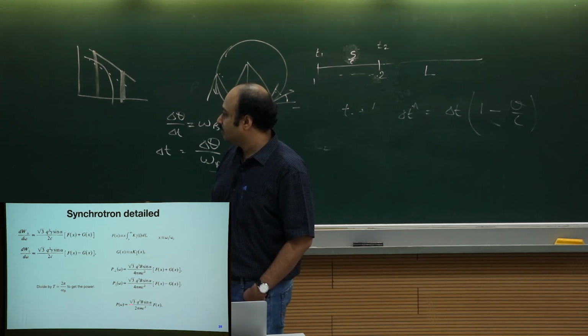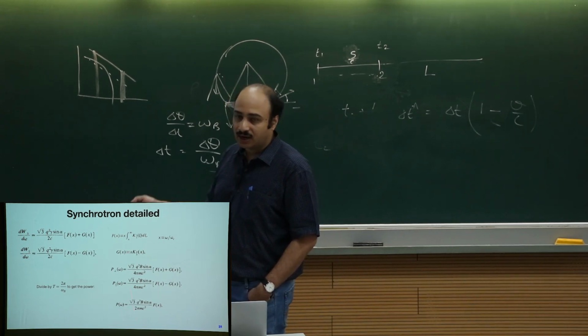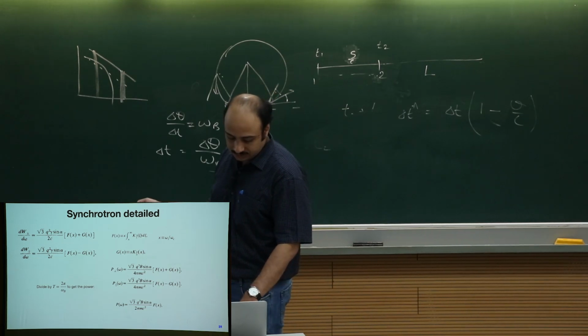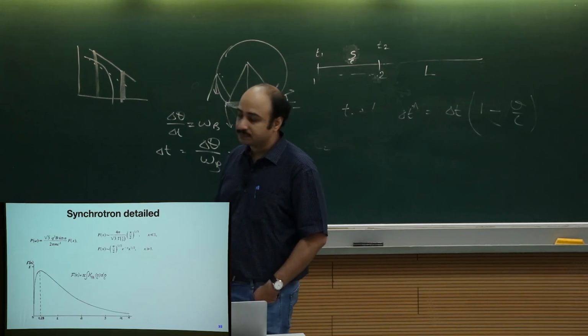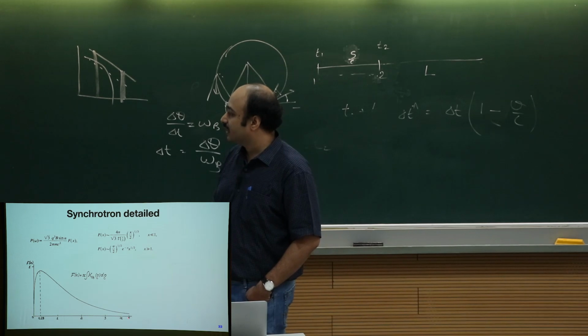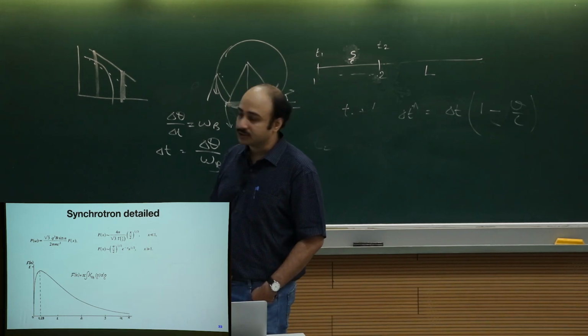So coming to the basic synchrotron formula. The synchrotron formula is essentially guided by the nature of this integral over here. And how does this integral look like? It looks like this. This defines the spectrum of the synchrotron radiation.